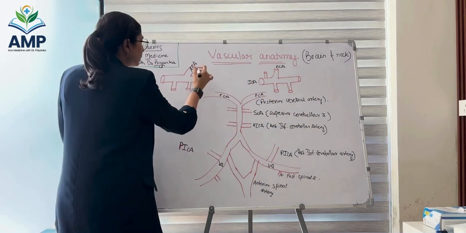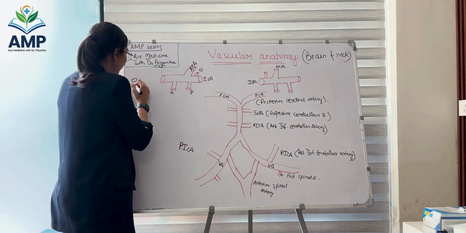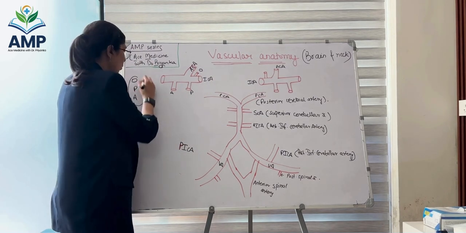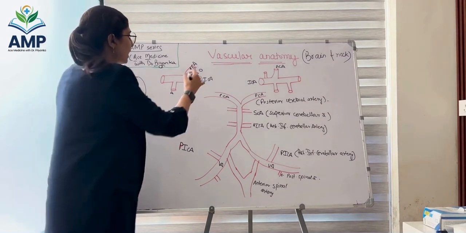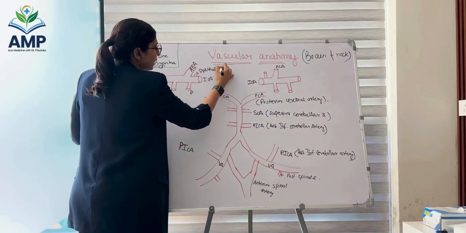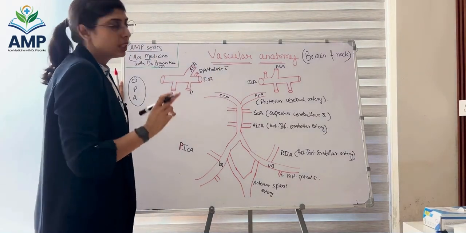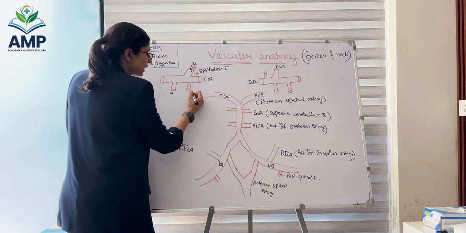The mnemonic is OPA. Now, what is this OPA? OPA stands for, this is the ophthalmic artery. Ophthalmic artery is a branch of ICA.